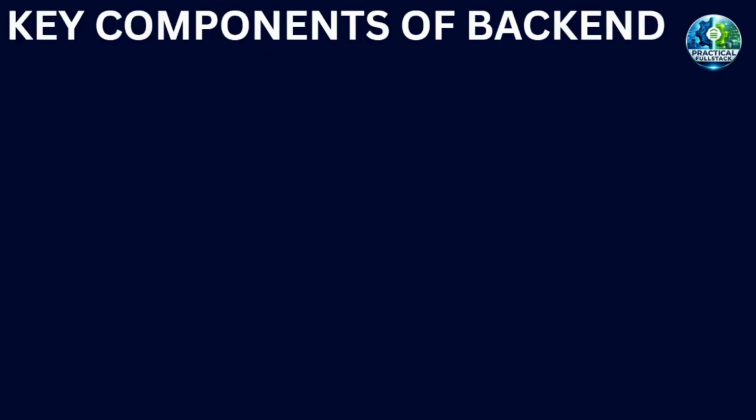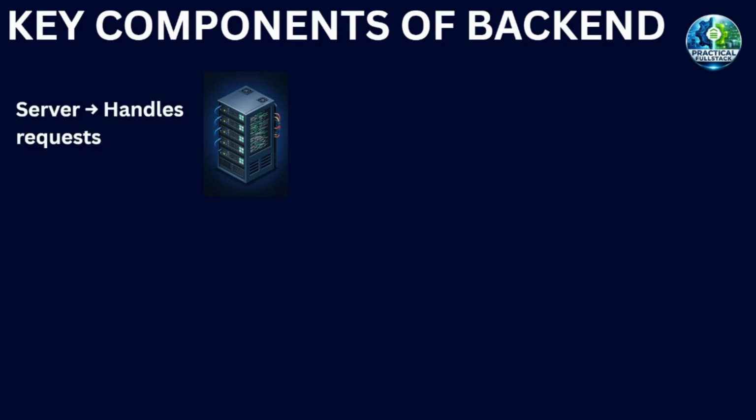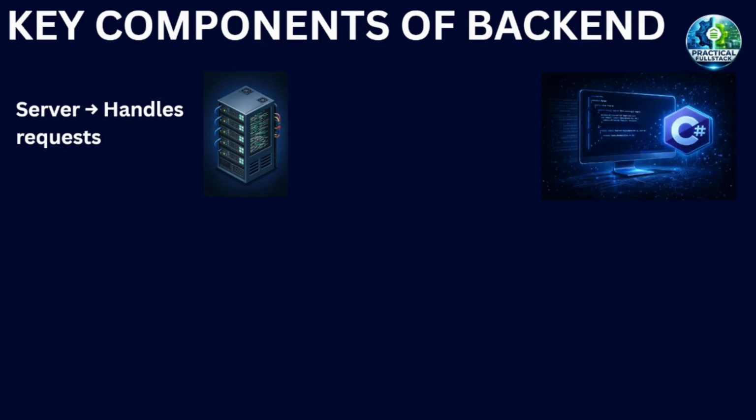Now that you have seen the flow, what actually makes all of this happen behind the scenes? The answer is key components. There are four main parts working together in every backend system. First, the server. This is where your application runs. As discussed, it's the machine that receives and handles requests. Second, the application. This is your actual code, in our case, written in C#. And this is the language we'll be using throughout this entire series to build our backend. This is where all the logic happens.